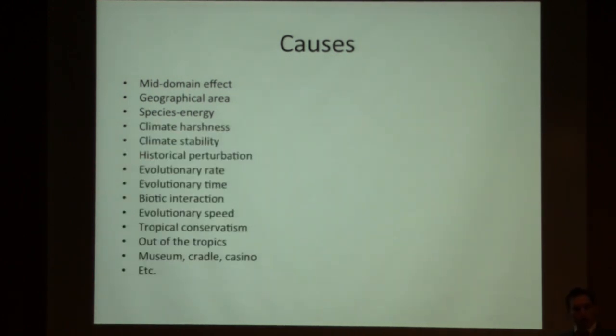Or maybe a whole lot of things. So maybe climate harshness, stability, historical perturbation, evolutionary rate, time, speed, biotic interaction. The list goes on. And there's lots and lots of papers that review these mechanisms as well. And if it seems like a random hodgepodge, I think it's because it is.